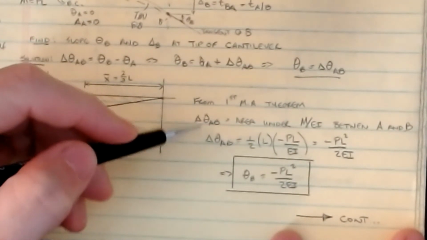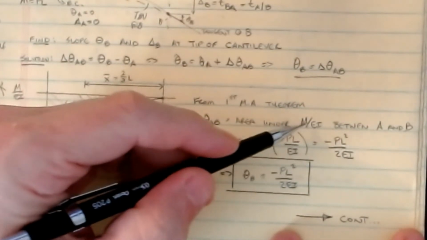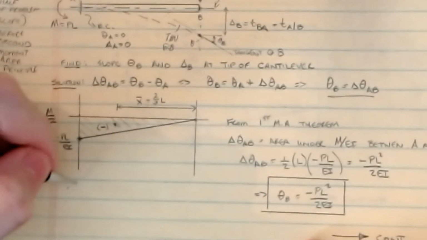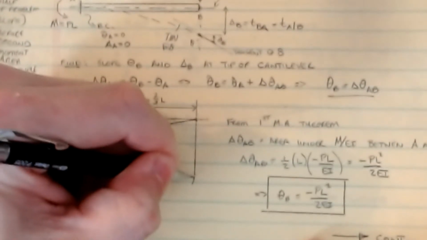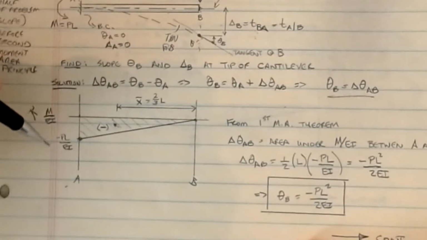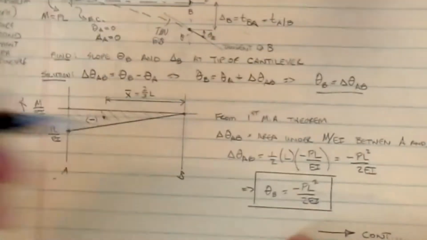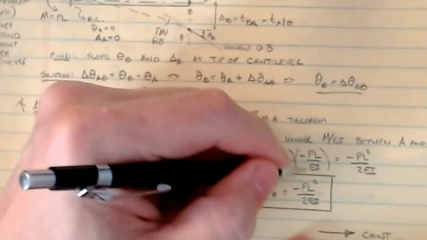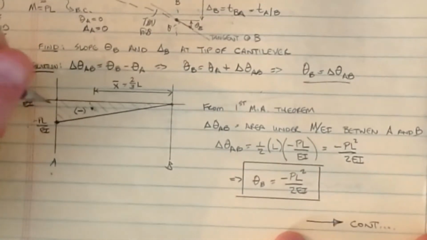The change in angle theta AB is the area under the M over EI diagram between A and B. This was A and this was B. So the area of this is 1/2 of L times minus PL over EI. The change in angle between A and B is 1/2 of L times minus PL over EI, which is minus PL squared over 2EI. Now, theta A was 0.